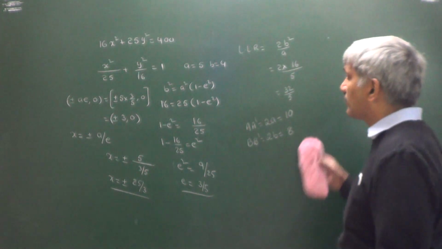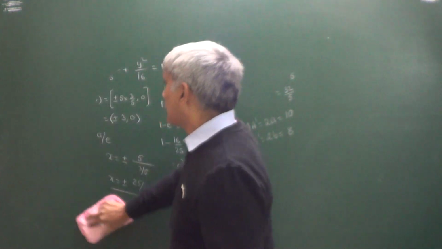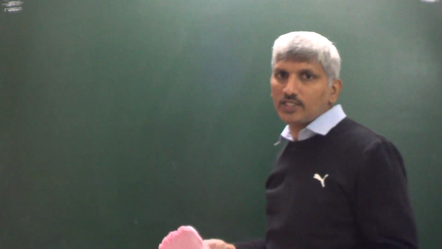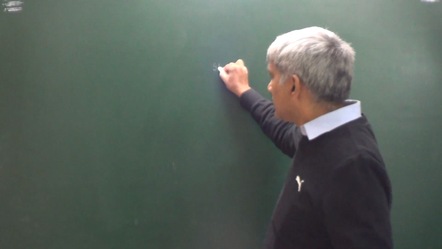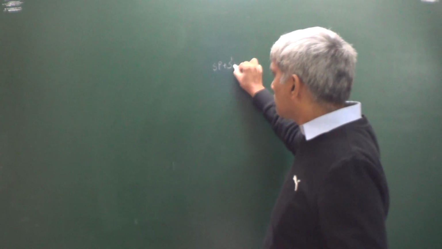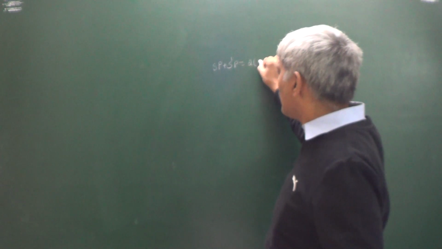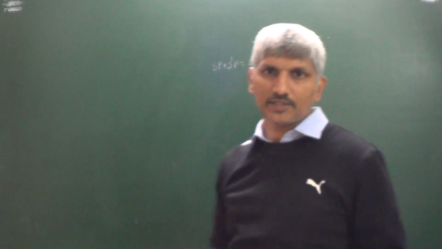So these are the different questions based on this particular ellipse. Here also we can say sum of the focal distances. If he is asking SP plus S dash P value, that is nothing but 2a, that is 2 into a value is 5. That's why 10 you will get.